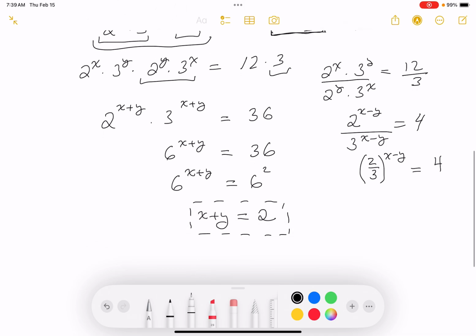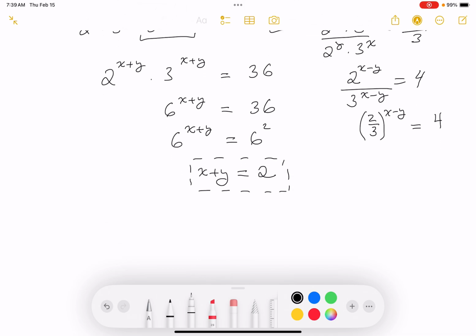All right. This is an exponential, and I'm going to rewrite it as a log. The reason for that is I can't think of 4 as being some power of 2/3. So I'm going to rewrite it as a log, using base 2/3. So x minus y would be the same thing as the log base 2/3 of 4. Strange looking base, right? All right? So I have two equations and two unknowns.